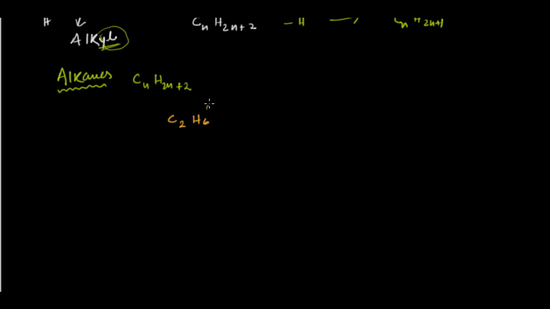What will be the empirical formula of this one? It will be CH3. The empirical formula will be CH3. This is the molecular formula. Now we're going to draw the chain structure of this C2H6. Try to name this one first. C2H6, what will it be?